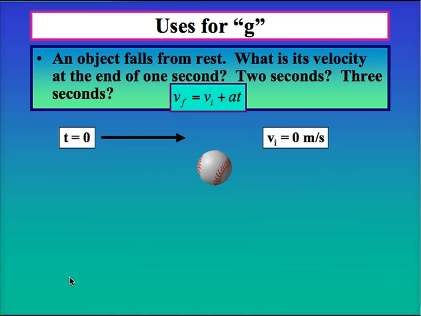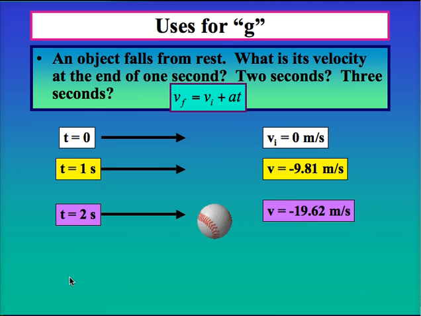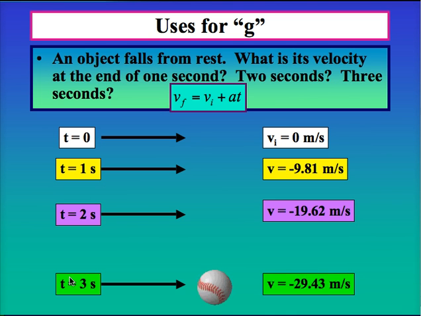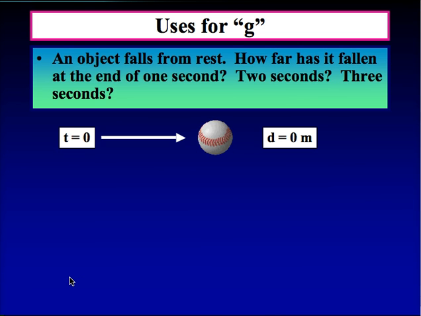So at the end of 1 second, the velocity will be negative 9.81 meters per second. At the end of 2 seconds, it's now doubled to negative 19.62 meters per second. At the end of 3 seconds, it's reached a velocity of, yeah, you can do the math, negative 29.43 meters per second. Every second, it's getting 9.81 meters per second faster. So let's look at the displacement now.